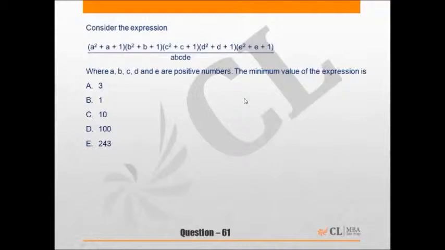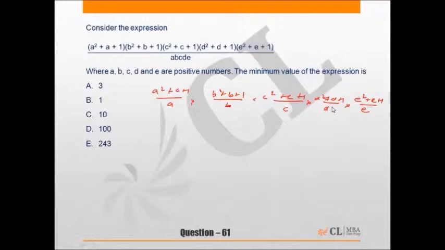We have to find the minimum possible value of the expression a square plus a plus 1 into b square plus b plus 1 and so on till e square plus e plus 1 upon a, b, c, d and e, where a, b, c are positive numbers. The given expression can be rewritten as a square plus a plus 1 upon a into b square plus b plus 1 upon b into c square plus c plus 1 upon c into d square plus d plus 1 upon d into e square plus e plus 1 upon e.